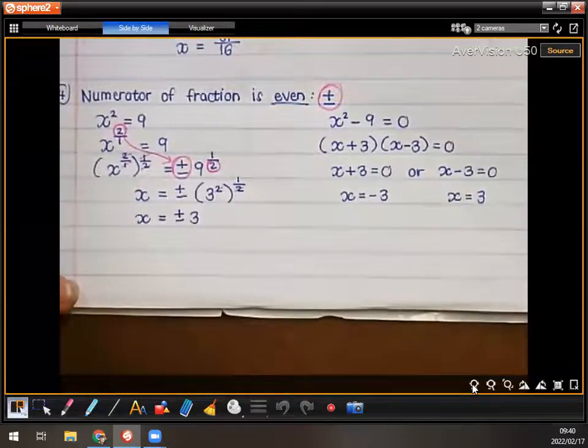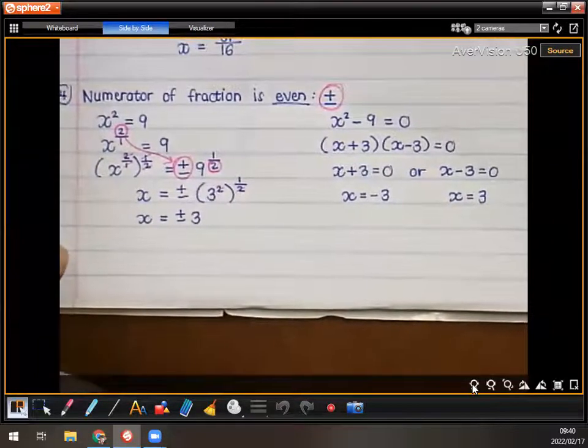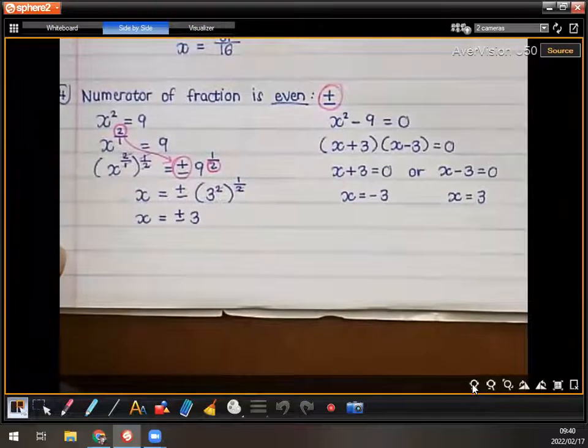Only when it's after the...? No, even when it's over something else as well. If it was like a 2/5, you would also have to put a plus minus. So you're looking just at the numerator. It doesn't matter what the denominator is. We're going to do another one now, which is a different one.